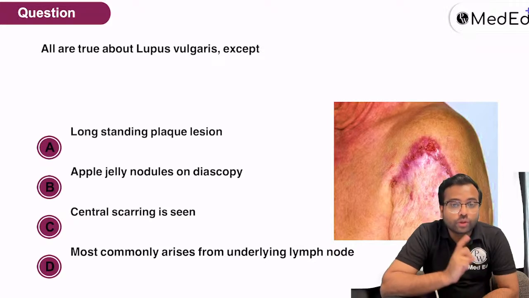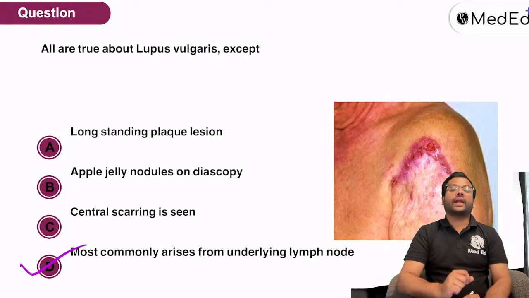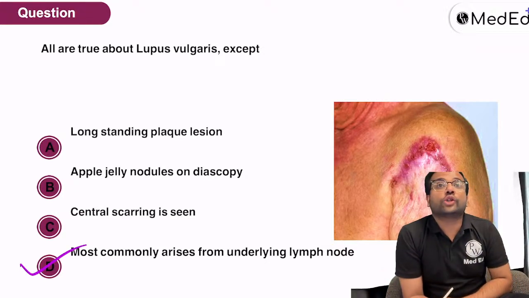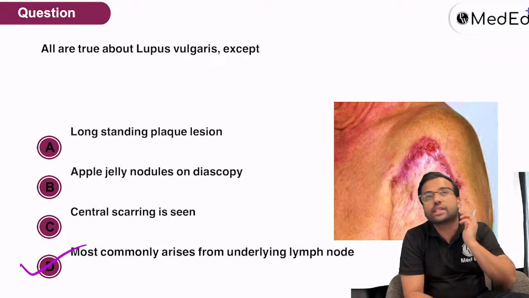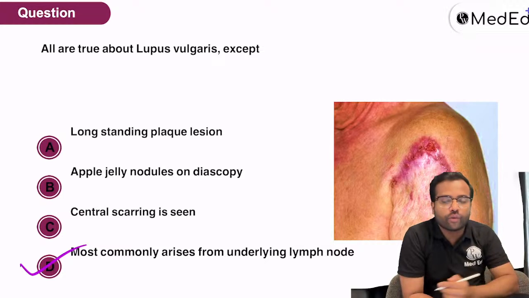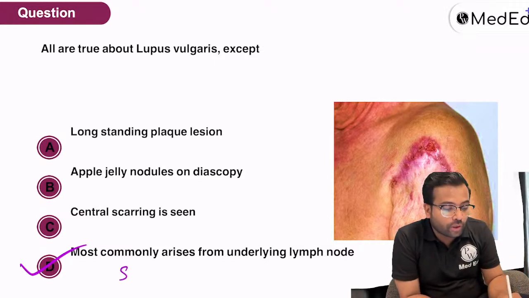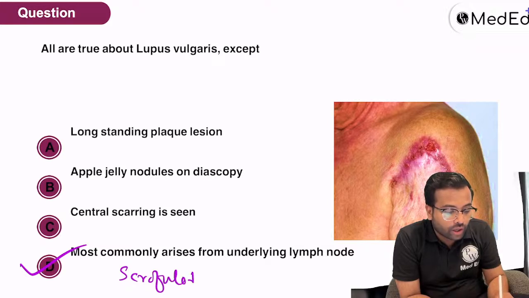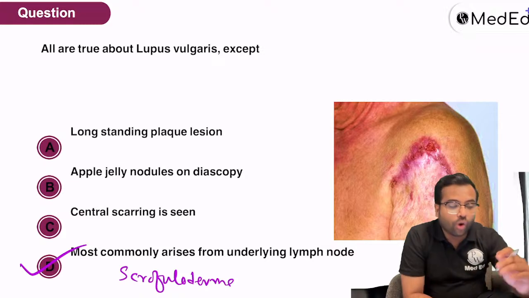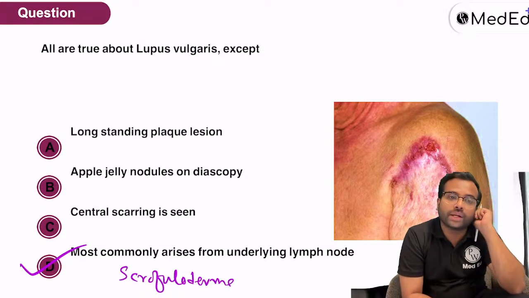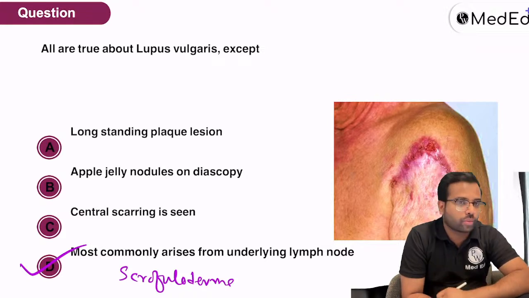Yeah, so most of you are answering it as most commonly arises from the underlying lymph node. Please remember what type of cutaneous tuberculosis usually arises from the underlying lymph node, especially over the neck region, especially in children. This is called scrofuloderma. So this is a feature of scrofuloderma, whereas all the others can be seen in lupus vulgaris, which is the most common type of cutaneous tuberculosis.